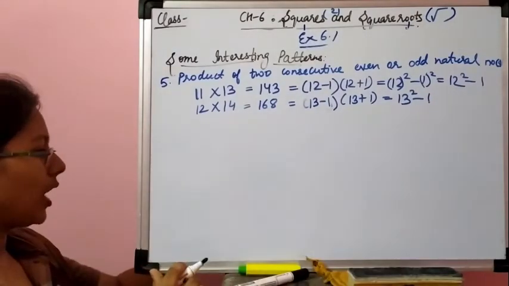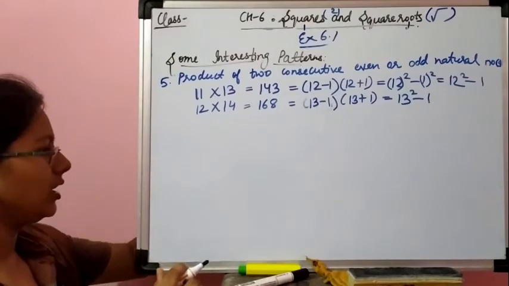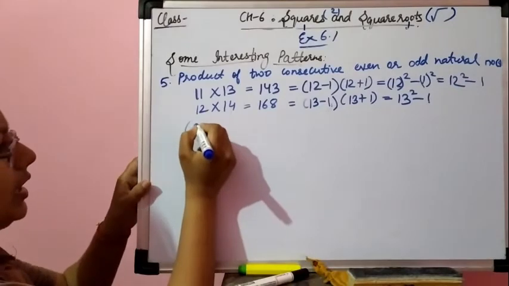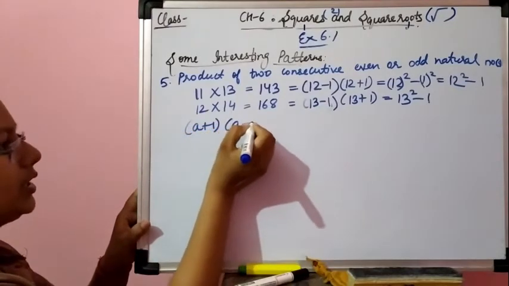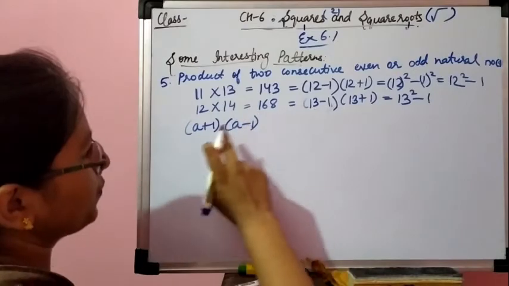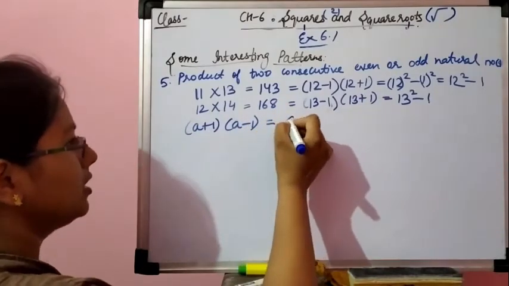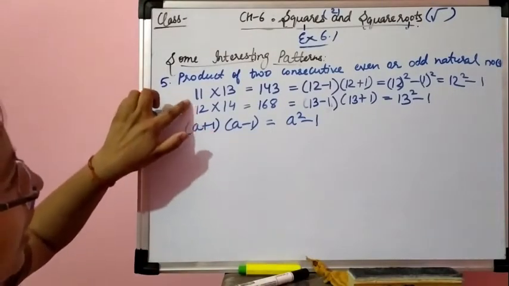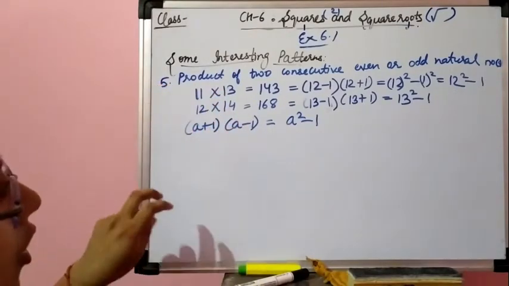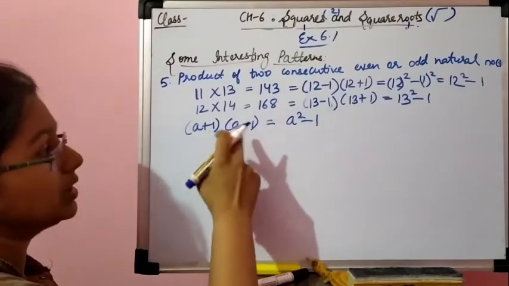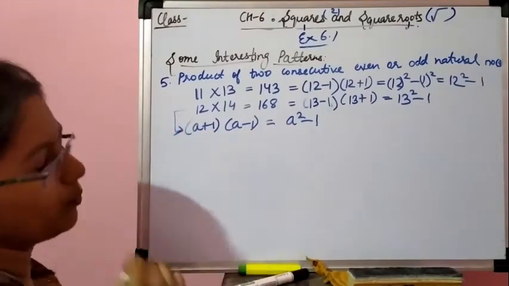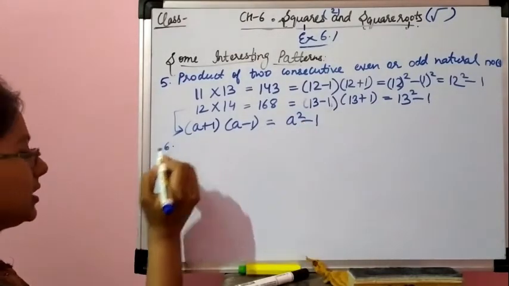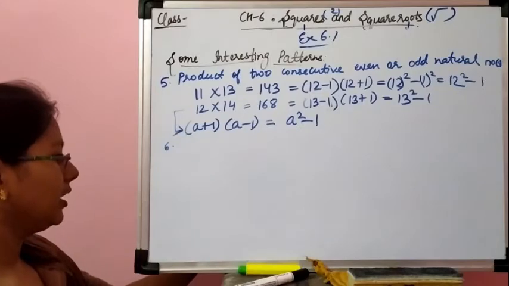So what can I say in general? In general we can say that a plus 1 into a minus 1, this is a. A plus 1 into a minus 1 is equal to a square minus 1. And any two consecutive odd or any two consecutive even numbers can be expressed in this form. And this is equal to a square minus 1.